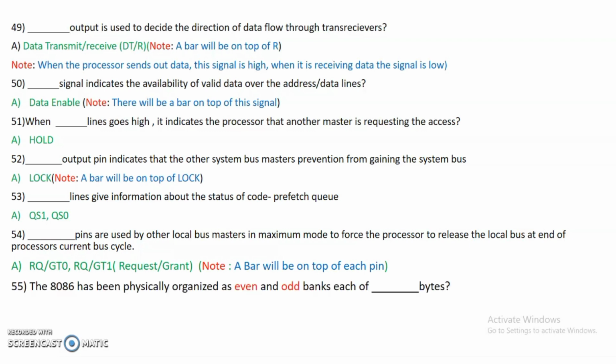Bit number 55. The 8086 has been organized as even and odd banks of each dash bytes. It is one of the most important ones, as the 8086 has been physically organized into even banks and odd banks. Even banks and odd banks will be of almost 512 kilobytes each. It is also one of the most important bits, make a note of it.